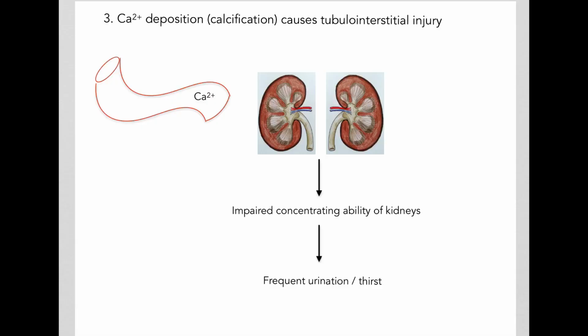Another effect of hypercalcemia is that the higher the calcium concentration, the better the chances of calcium precipitation in tissues, calcification, and this can happen in the kidneys and cause tubular interstitial injury, and that can affect the concentrating ability of the kidney, resulting in frequent urination and thirst. So these are some of the major effects of hypercalcemia on the kidney that have been reported in scientific literature.